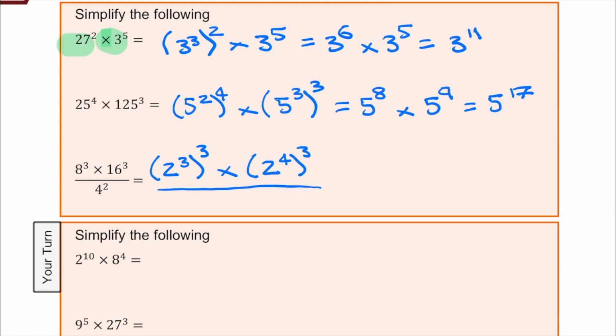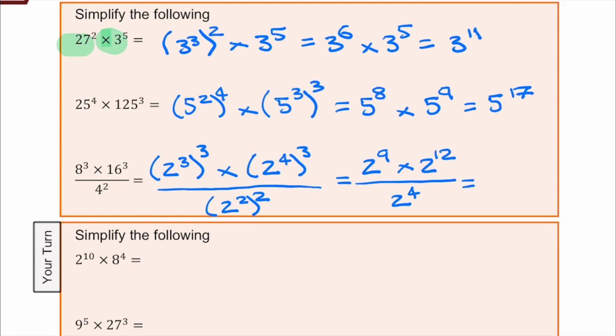And then very similar with the denominator as well. 4 we can write as 2 squared, but the 4 was being squared itself, so we square that. And then laws of indices, power raised to a power, times the 3 by the 3 to give you 9, times the 4 by the 3 to give you 12, and times the 2 by the 2 to give you 4.